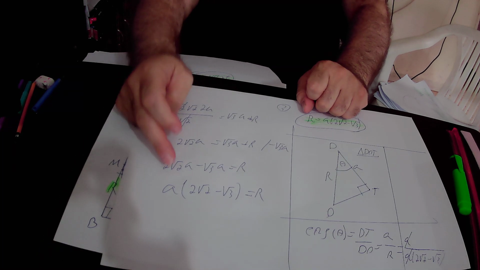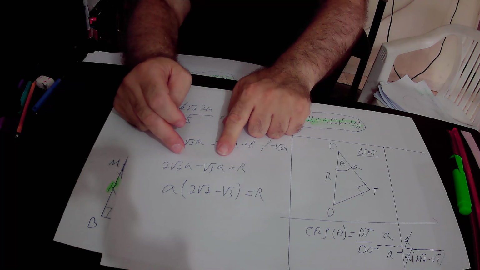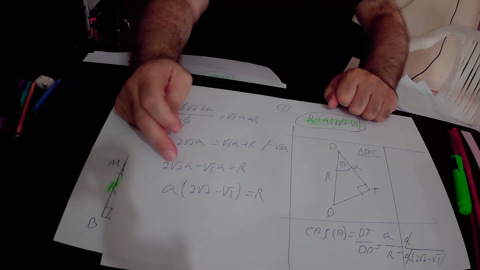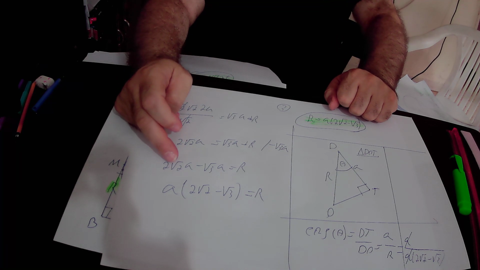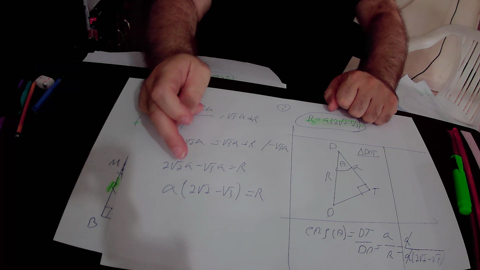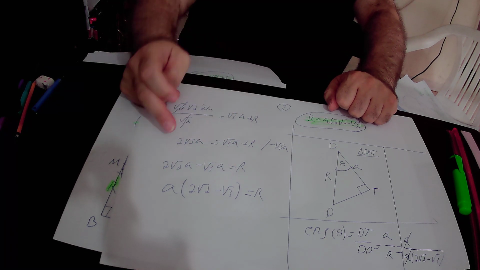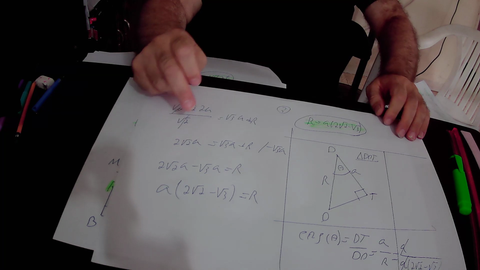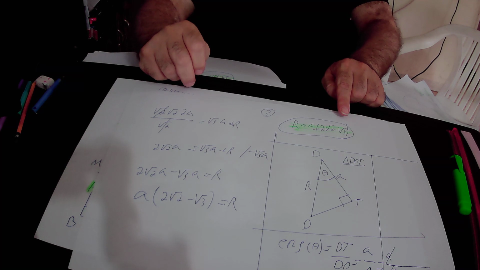Here we took a as a common factor out of those two expressions. What is left from 2 times square root of 2 times a after we took a as a common factor? It is actually 2 times square root of 2. What is left from minus square root of 3 times a after we took a as a common factor? It's actually minus square root of 3. So in conclusion, we found out that r equals a times 2 times square root of 2 minus square root of 3.